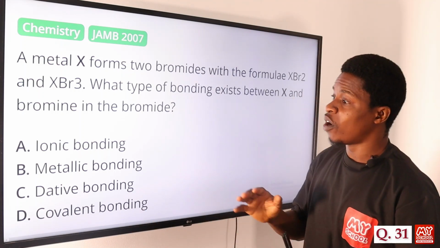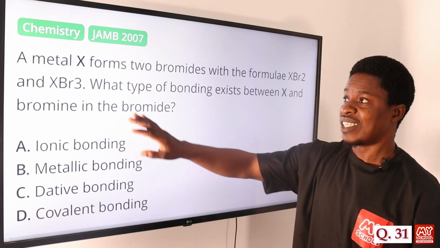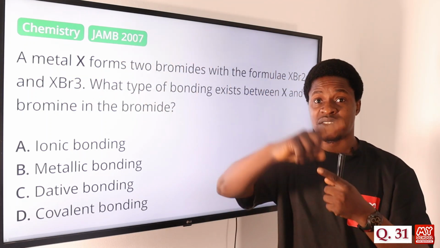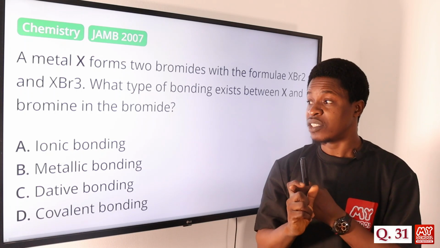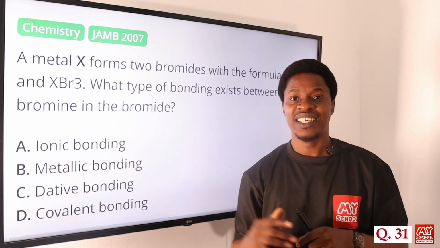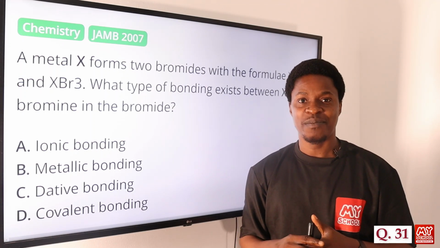So, based on all of the explanation we've made now, this reaction involves a metal and a non-metal reacting together, with transfer of electrons from metals to non-metals. The correct answer, the type of bonding, is ionic bonding. So, the correct answer is option A, ionic bonding.